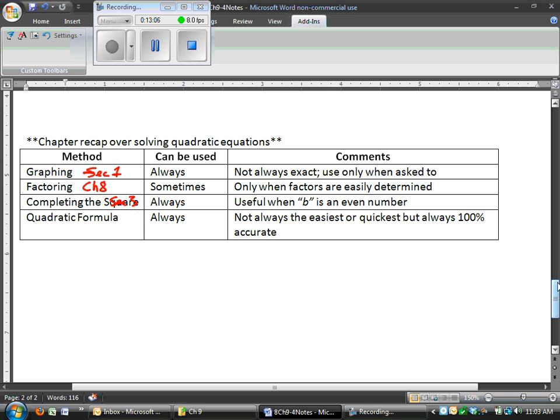Section 3. It can always be used, and it's useful when b, the term in front of x, is an even number. As some of you saw, when it's an odd number, you end up getting these weird decimals, and it's not as fun to work with. So you really don't want to do that unless b is an even number. The quadratic formula is what we just did here in section 4. Again, you can always use it. It will always be 100% accurate, but it's not always the quickest way.